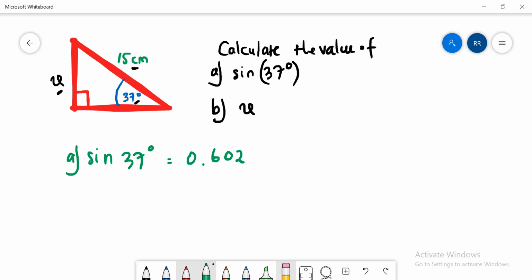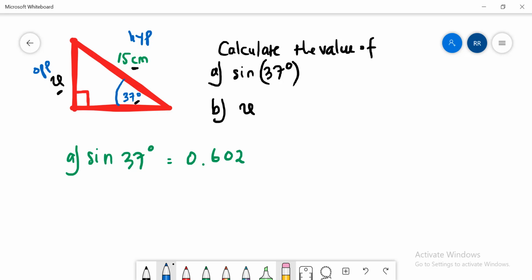Okay, the next question is calculate the value of x. As we know, this is a right angle triangle, and in this right angle triangle we have this side, the 15 centimeter side. This is what we call the hypotenuse. I'm going to name that the hypotenuse. And as we know, the side assigned by x is the opposite. As we connect this opposite and hypotenuse, we know that the ratio of the opposite and the hypotenuse is the sine of an angle, right?